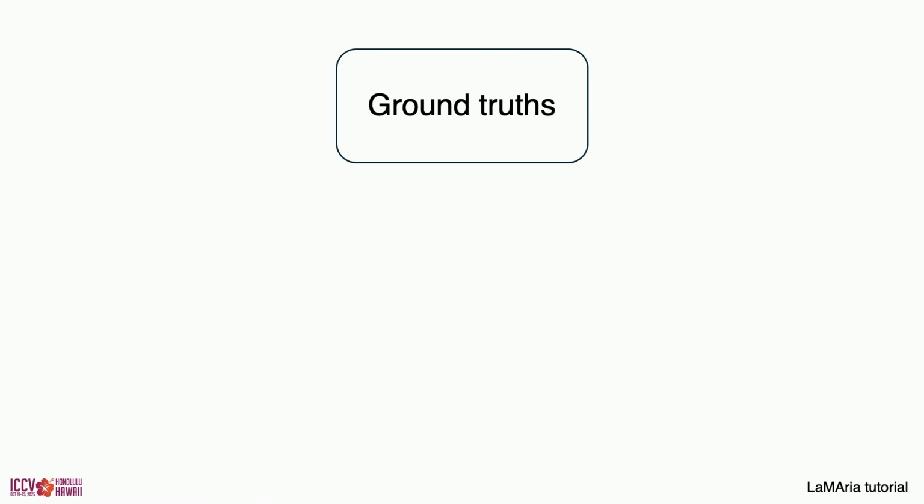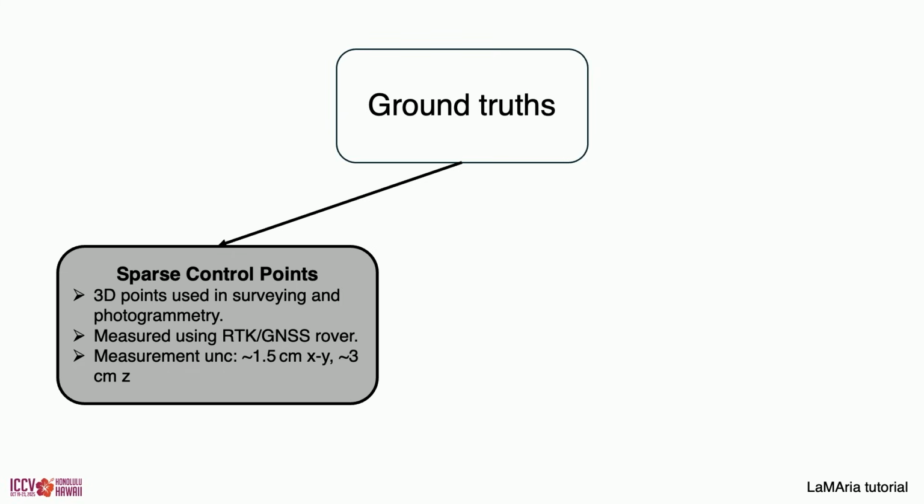But to quickly recap, the first form of ground truth, which forms our high accuracy ground truth, is our sparse control points. These control points are 3D points which are used in surveying and photogrammetry, and they were measured using an RTK GNSS rover. Like I mentioned, these are our high accuracy points, and their measurement uncertainty is approximately 1.5 centimeters in the XY and 3 centimeters in the Z, so slightly less accurate in the height measurement.